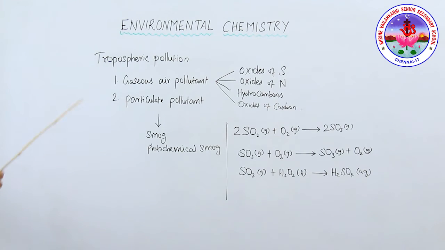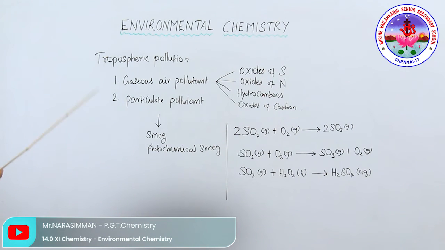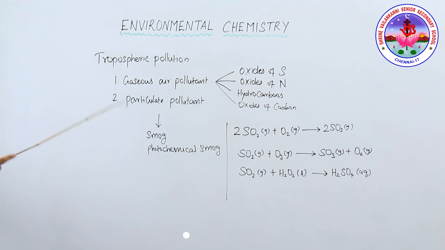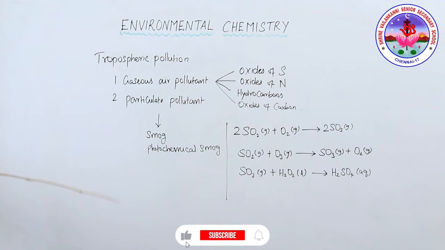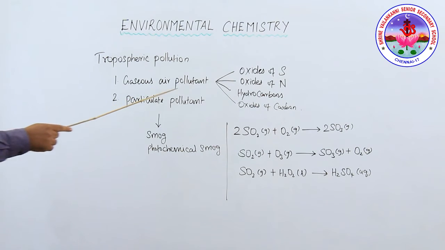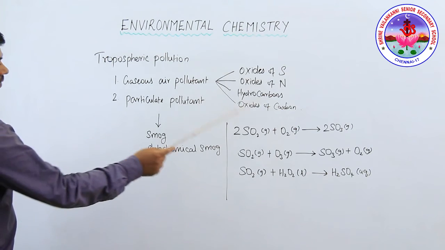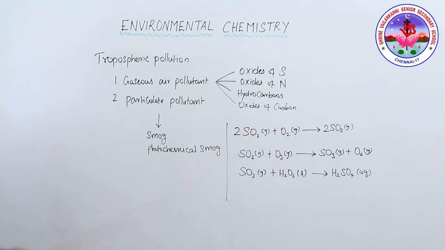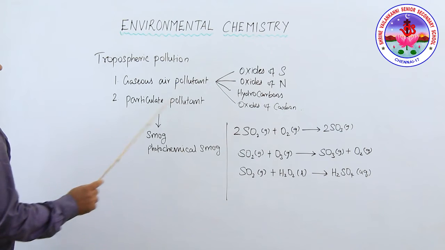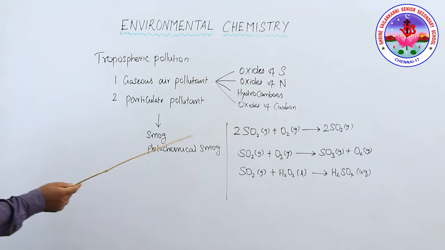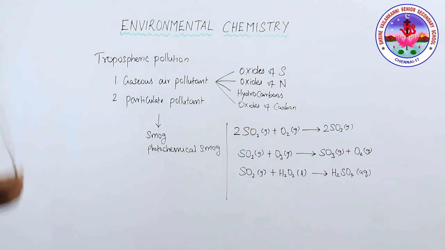See, tropospheric pollution occurs due to the presence of undesirable solid or gaseous particles in the air. The pollutants are mainly gaseous air pollutants and particulate pollutants. The gaseous air pollutants are usually oxides of sulfur, oxides of nitrogen, oxides of carbon, and hydrocarbons. The particulate pollutants are smog and photochemical smog. So these things we are going to discuss.